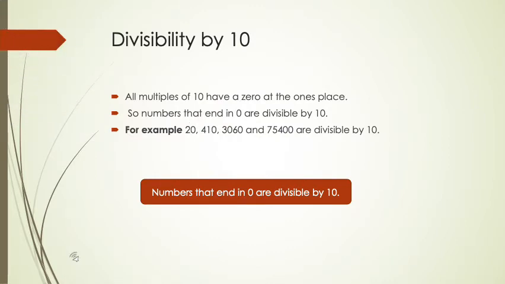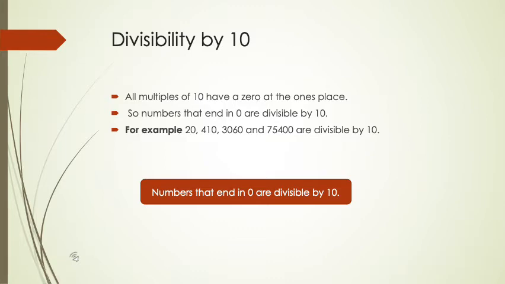The last rule of divisibility in your course book is divisibility by 10. Children, if you notice the table of 10, all multiples of 10 have a 0 at the ones place. 10 ones are 10, 10 twos are 20, 30, 40, 50, 60 है ना, सारे ones place पे 0 है. This means the numbers that end in 0 are divisible by 10.